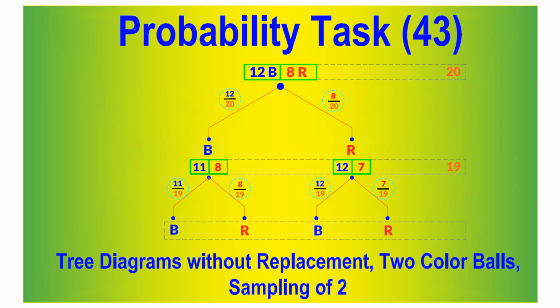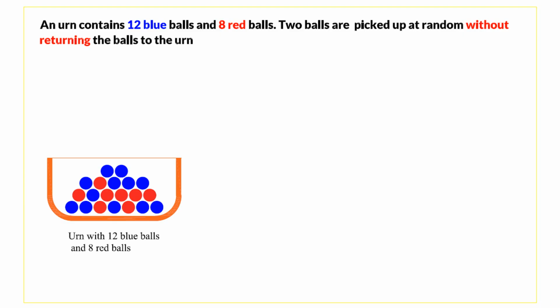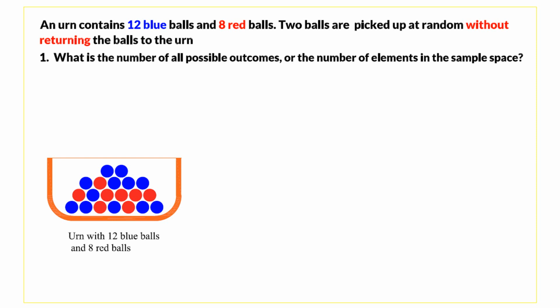In this video, we will study tree diagrams without replacement for two color balls with a sampling of 2. An urn contains 12 blue balls and 8 red balls. 2 balls are picked up at random without returning the balls to the urn. First question, what is the number of all possible outcomes, or the number of elements in the sample space?